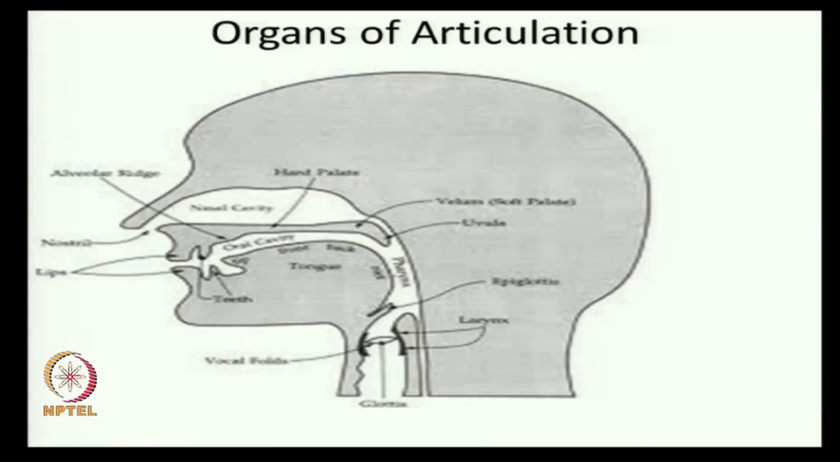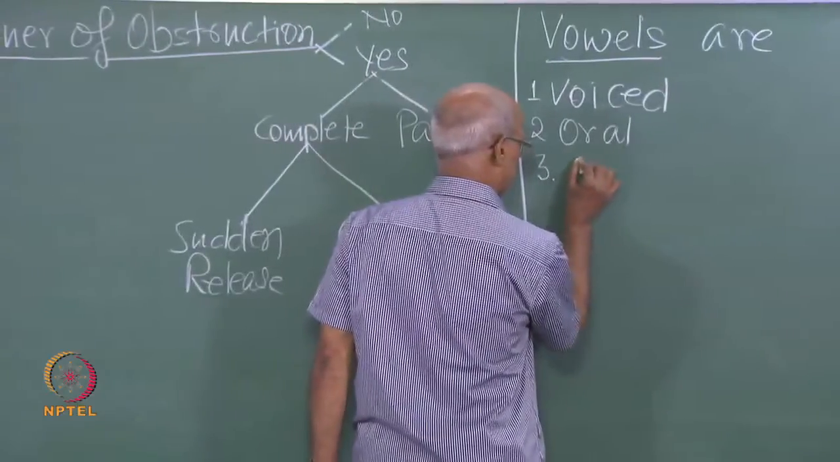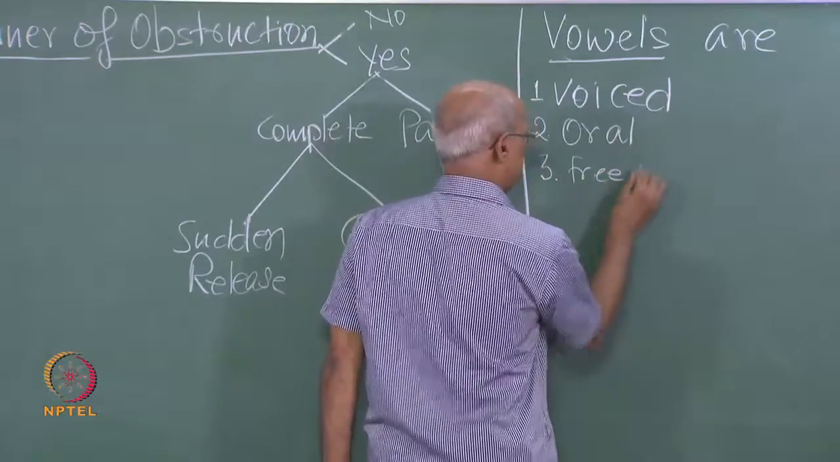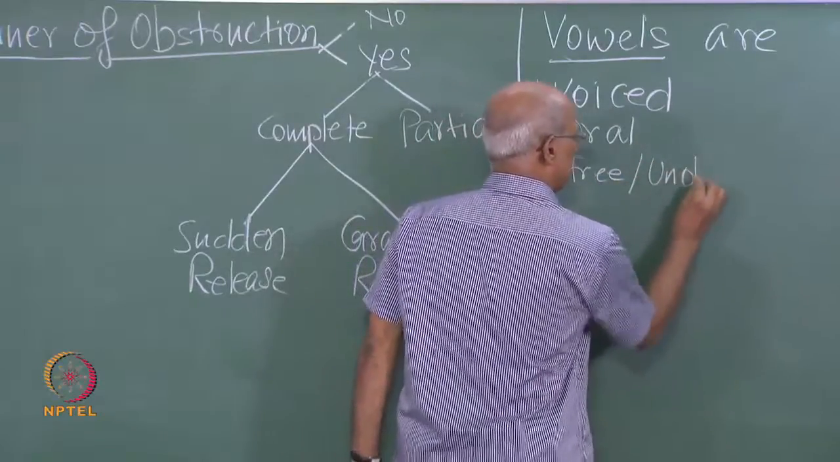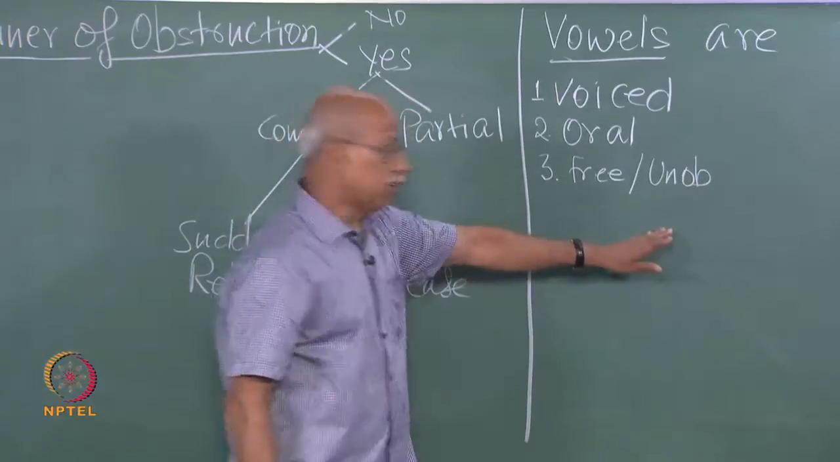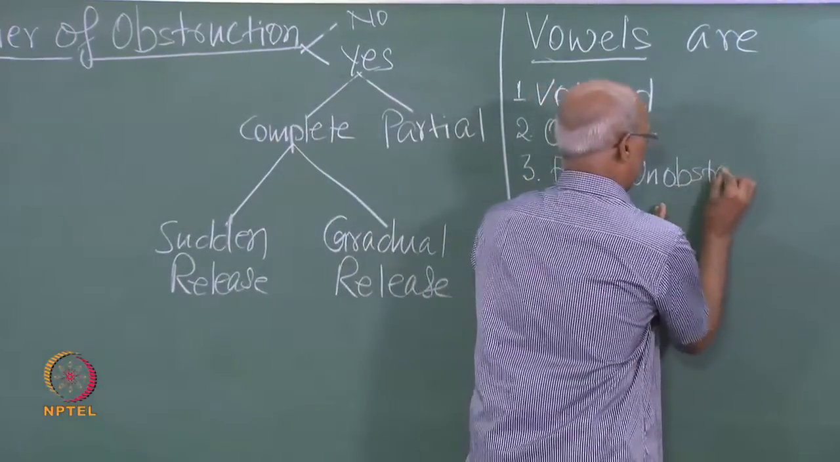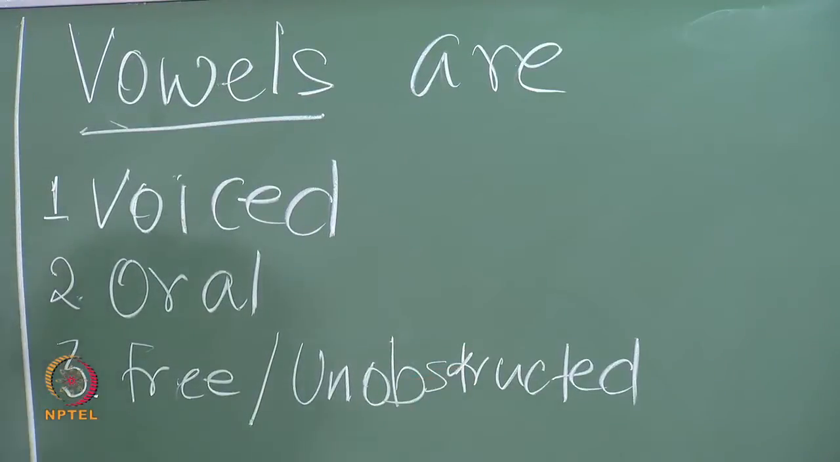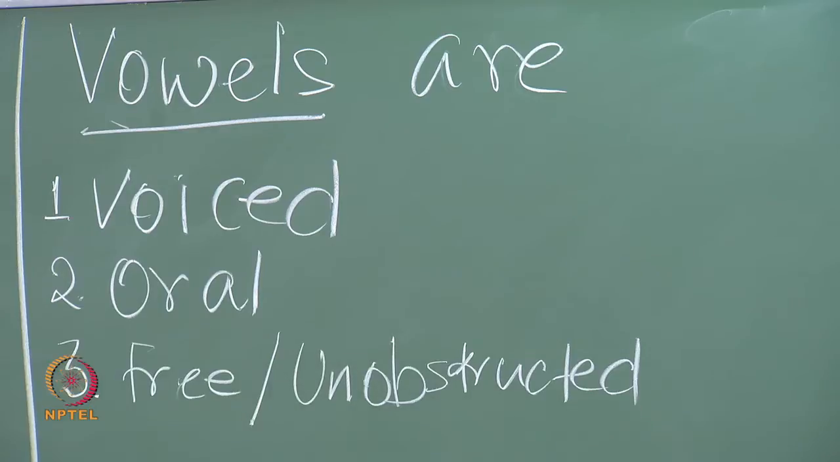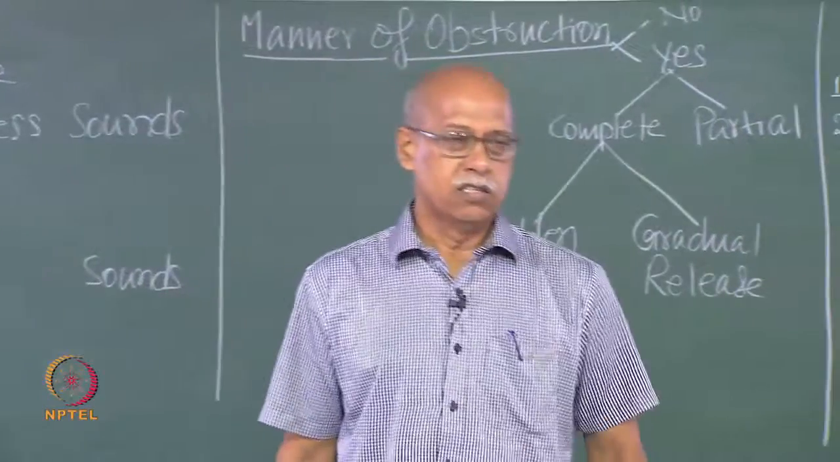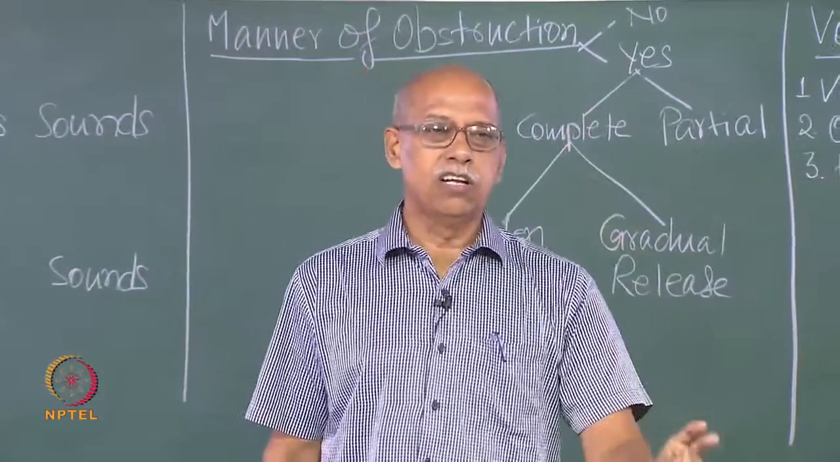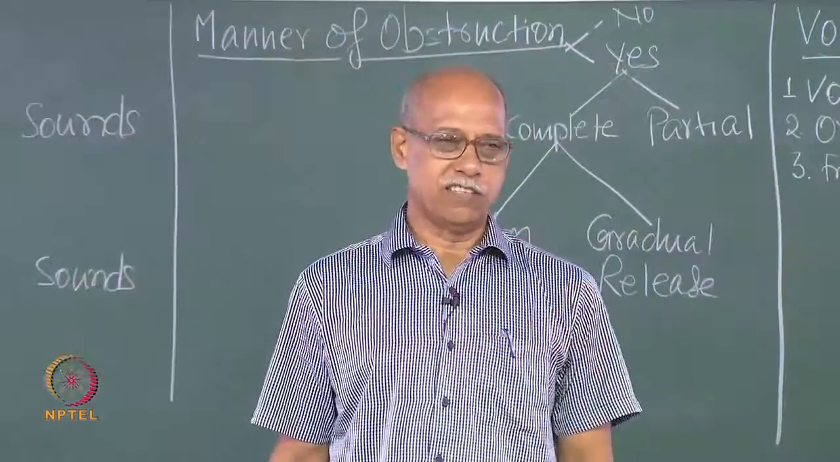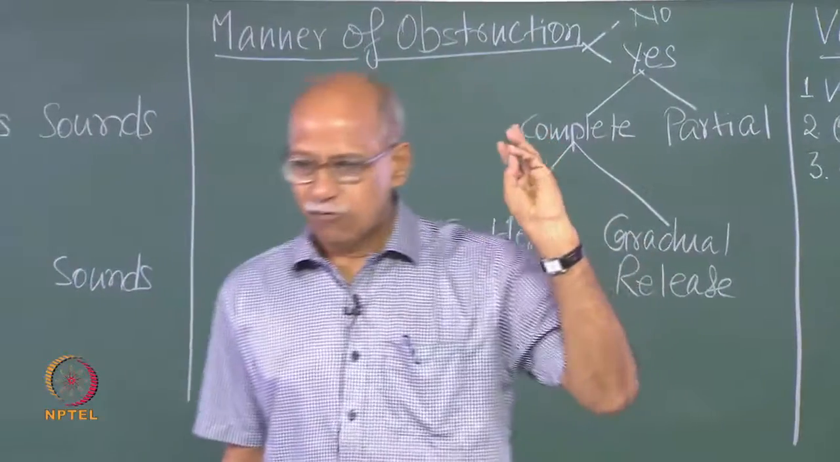So the third characteristic of vowel sounds is they are free or un... Please give me the word. Unobstructed. Lovely. You are great phoneticians now. I expect to have some ten great phoneticians from this class. Now, please, what are the characteristics of vowel sounds? Vowel sounds are voiced, oral, and unobstructed. Close your eyes. Vowel sounds are voiced, oral, unobstructed.